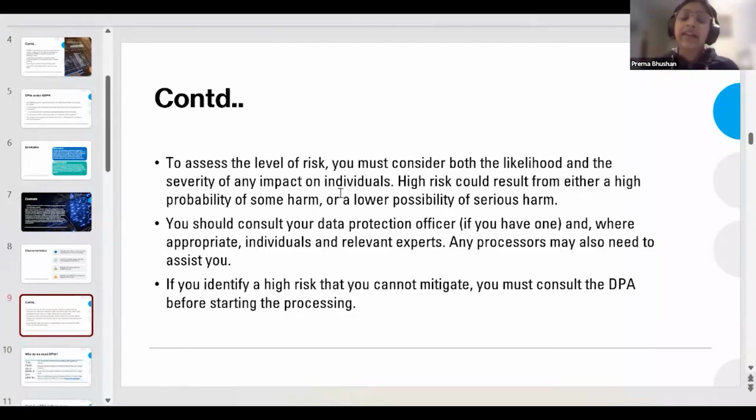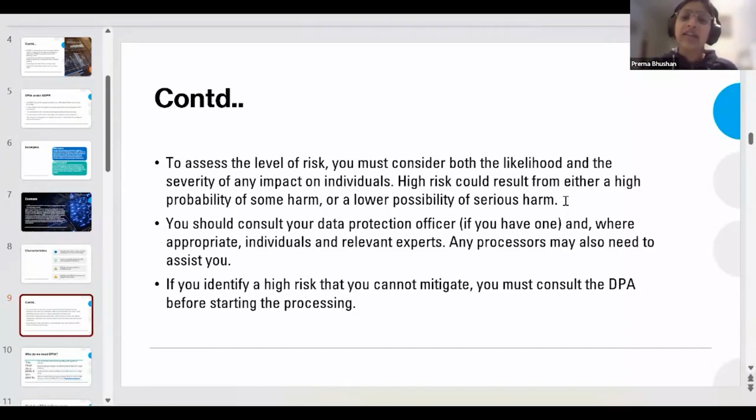So is it that? And if this data is lost, then what impact will it have on the individuals? That is how you also determine the risk. High risk could result from either high probability of some harm or lower possibility of serious harm. See, if there is a high probability that this data can be lost, and a very high probability that harm can be inflicted if the personal data is lost, then it is high risk.